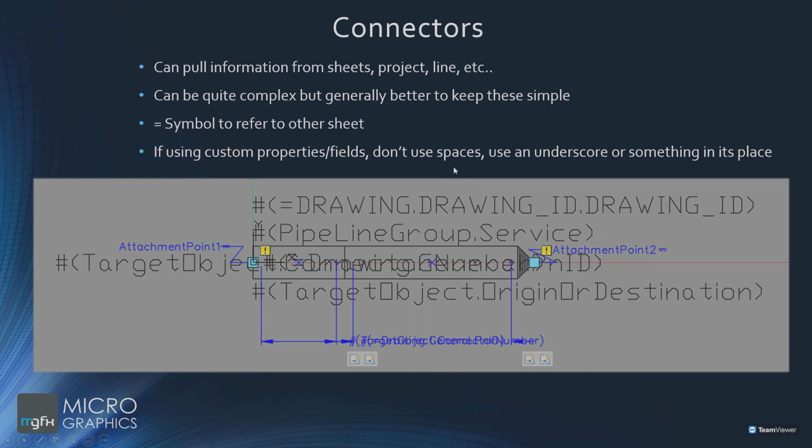Also, if we are using custom properties, and I know I've said this multiple times, but don't put spaces in. This will give you an absolute nightmare trying to get things correct if you're putting in a space. Now you'll actually see this one over here. This one I created was just a test, and I had this drawing ID field that I actually created in the back end when I was referring back into the project setup.